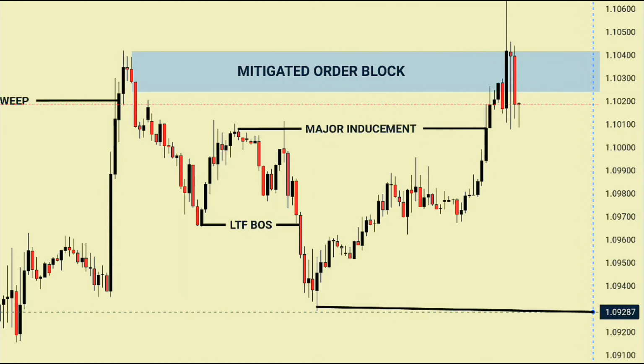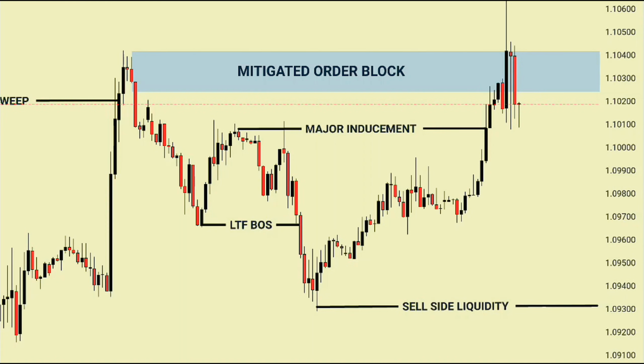The market doesn't move randomly. It moves toward liquidity. On this chart, look at the lows formed before the big drop. These lows are obvious support levels where many traders placed their stop losses. Those stop losses below the lows are called sell-side liquidity. After the major inducement near the highs, price reversed strongly and started moving downward. This move was not emotional selling. It was intentional delivery toward those stop losses.